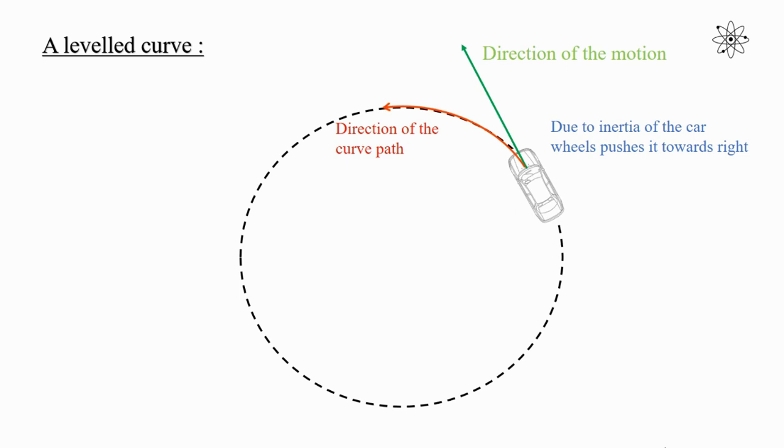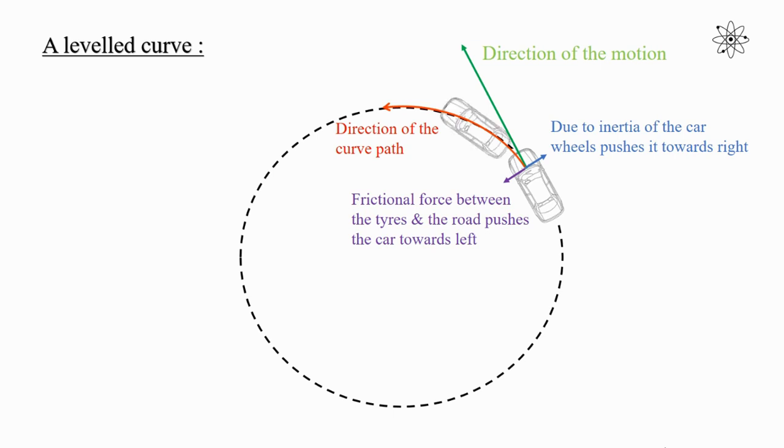Due to inertia of the car, the wheels push it towards the right. But still, the car can take a turn along the curved path. It is because there is a frictional force between the tire and the road that pushes the car towards the left.